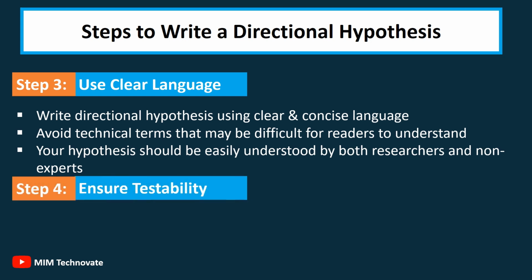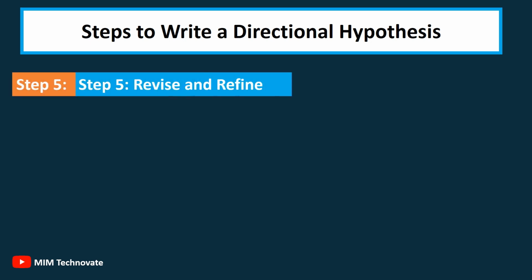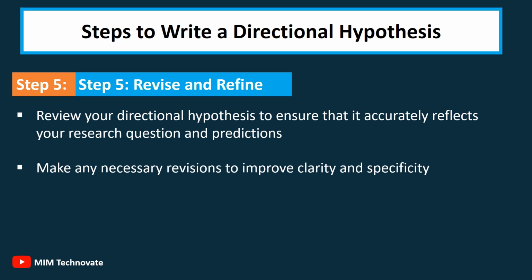Step 4. Ensure testability. Ensure that your hypothesis is testable by collecting data and conducting statistical analysis. You should be able to measure the variables and determine whether the observed results support your hypothesis. Step 5. Revise and refine. Review your directional hypothesis to ensure that it accurately reflects your research question and predictions. Make any necessary revisions to improve clarity.